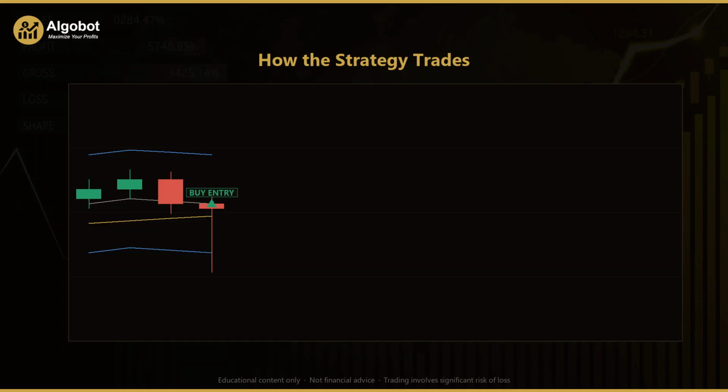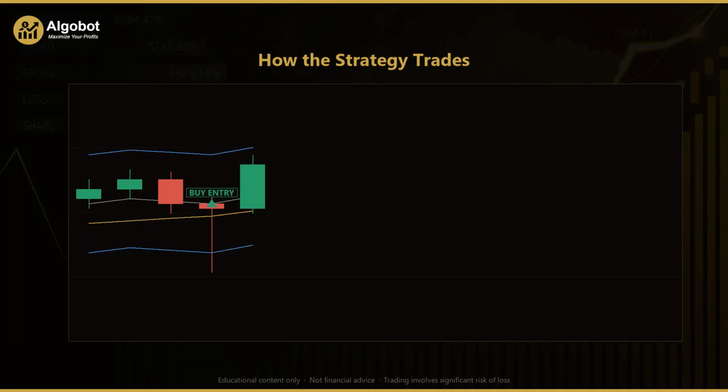Look at the opening bars on the left. Price is holding above the gold trend line, and that line is gently sloping upward. That combination tells the strategy we are in a confirmed uptrend, so it is only interested in buying pullbacks, never in selling. Now watch the third candle.